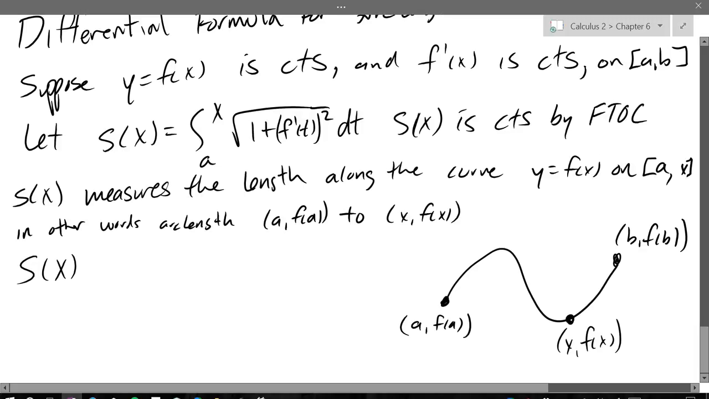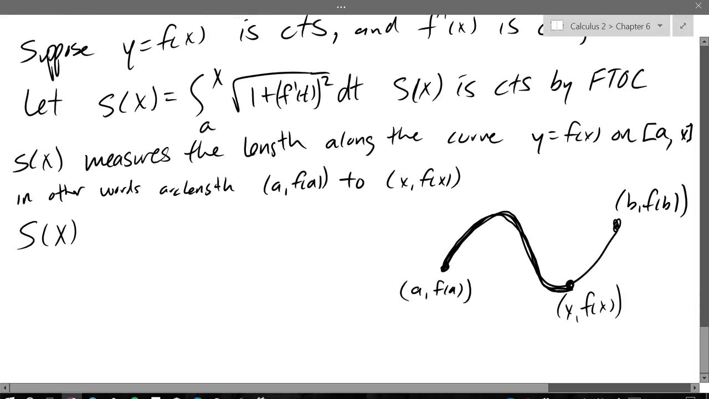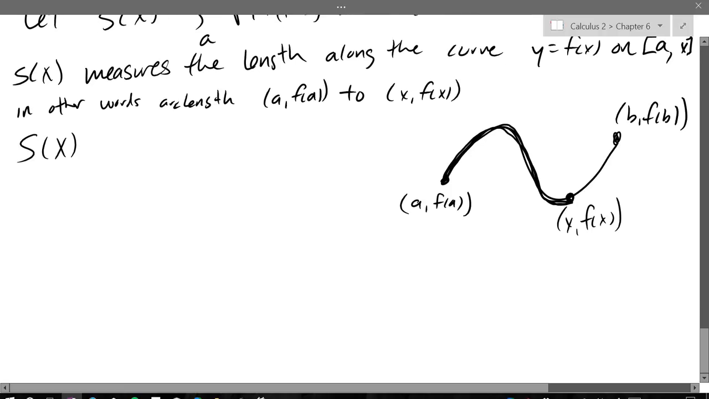So we're getting the, in this case, the arc length of part of the curve. So not the full arc length, but the arc length of this portion of the curve. We can move x around if we want to. So S of x is the arc length function.